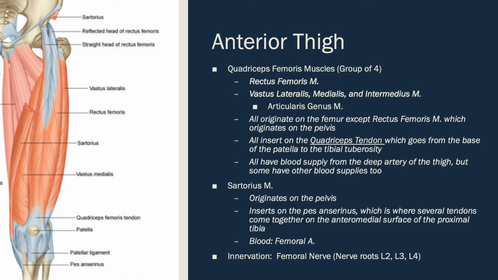The next muscle we'll talk about in the anterior thigh is the sartorius muscle, which originates on the pelvis, which is different from most of the quadriceps femoris muscles, except for the rectus femoris. It inserts on the pes anserinus, which is where several tendons come together on the anterior medial surface of the proximal tibia, and its blood supply is the femoral artery. All of the muscles in the anterior thigh that we just covered are innervated by the femoral nerve, which has nerve roots L2, L3, and L4.